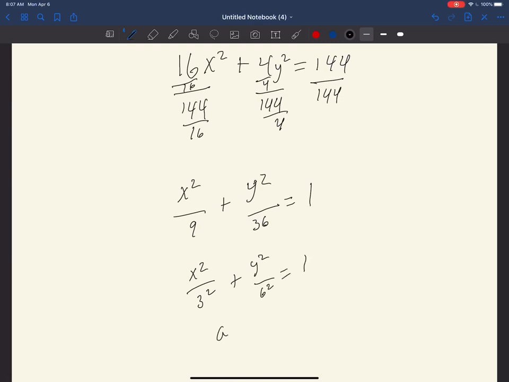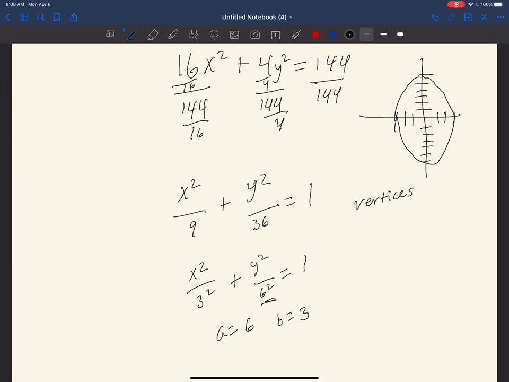So now your a is here, so a is equal to 6, b is equal to 3. Again, remember a is always the larger number. So now we know that this graph is going to go vertically. So 1, 2, 3, 4, 5, 6. 1, 2, 3, 4, 5. And then to the right, 3, to the left, 3. So now we're going to sketch a graph. Again, very rough sketch. So now I'm going to find my vertices and my covertices.